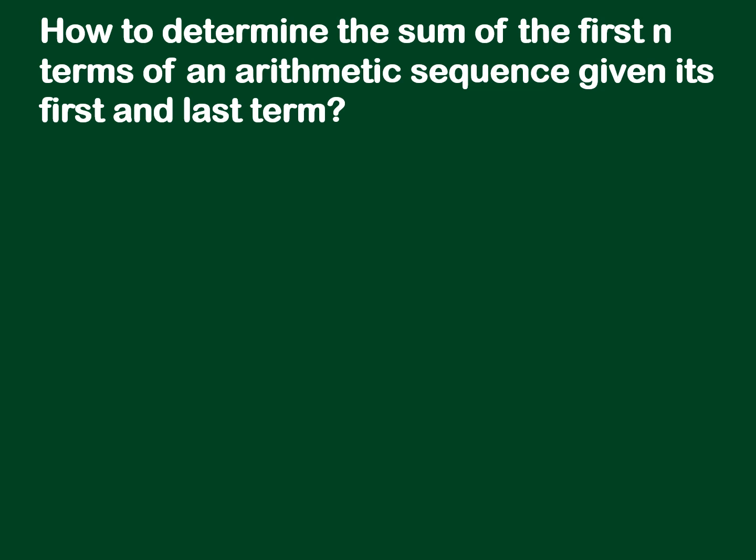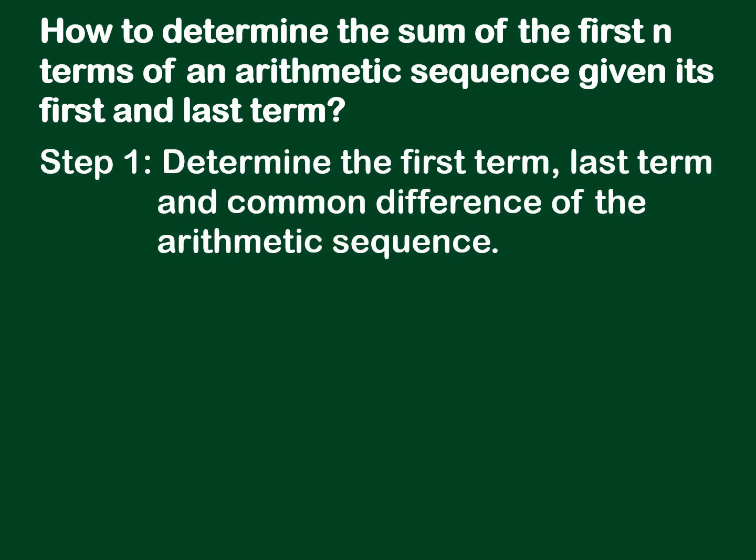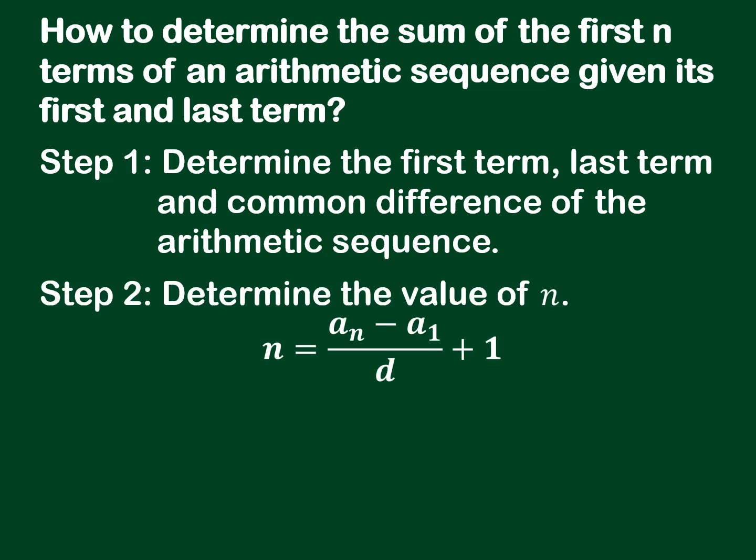Let us discuss now the process on how to determine the sum of the first n terms of an arithmetic sequence given its first and last term. Step 1, determine the first term, last term, and common difference of the arithmetic sequence. Step 2, determine the value of n, wherein the formula in finding the value of n is n equals a sub n minus a sub 1 all over d, plus 1.